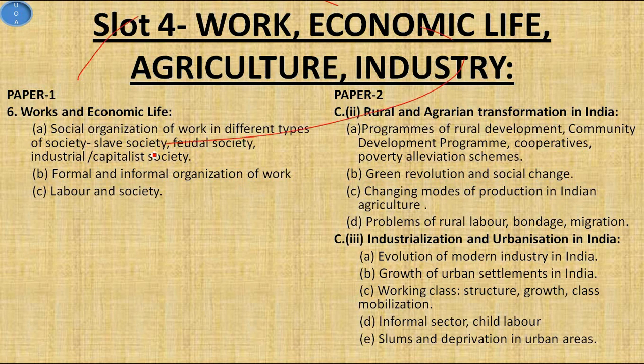So friends, as you know that we are covering slot 4, that is work, economic life, agriculture, industry. In paper 1 we have already finished work and economic life, and in paper 2 we have already finished rural and agrarian transformation in India. In this video we are going to cover slums and deprivation in urban areas under industrialization and urbanization in India. So by this video, slot 4 is also going to be finished.